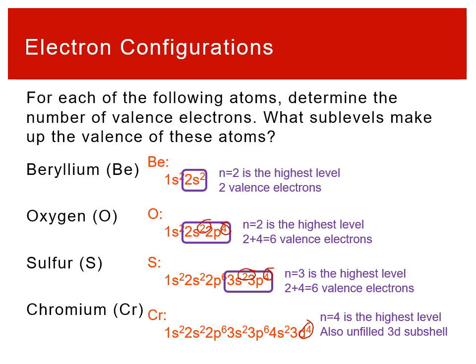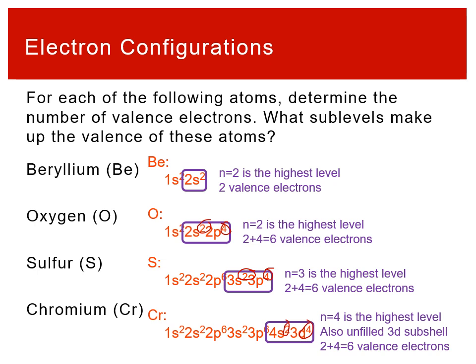And because it's unfilled, it can participate in some chemistry. You could put more electrons in there, or take some out. You could make changes. That's why it's part of the valence. So collectively, it's 4s and 3d, and we add those exponents together: 2 plus 4, again, 6 valence electrons.